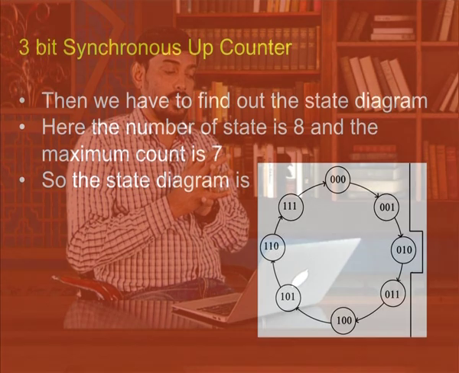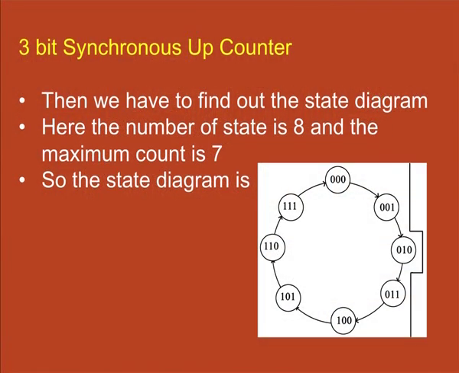So, once we have considered the number of flip flops and the type of flip flop we want to use, we have to find out the state diagram by considering the output that we are looking for, because here we are considering 3-bit output. So, the number of states has to be 8 and the maximum count that it can do is equal to 7.